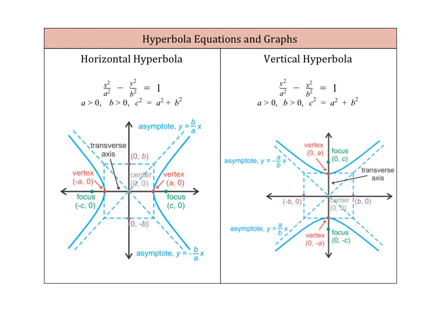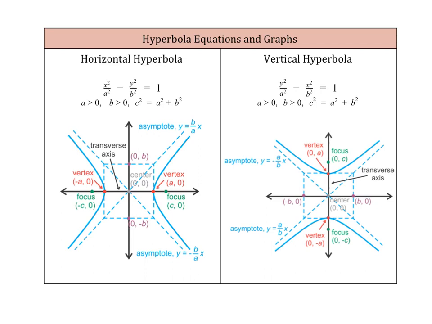So here are what the hyperbola equations look like and what their graphs look like. I do want to point out that today we're only going to be working with hyperbolas that are centered at the origin. So they're a little bit simpler than some we'll be working with soon. There are two types of hyperbolas. We have horizontal hyperbolas, and they look like this. Their vertices are on a horizontal axis.